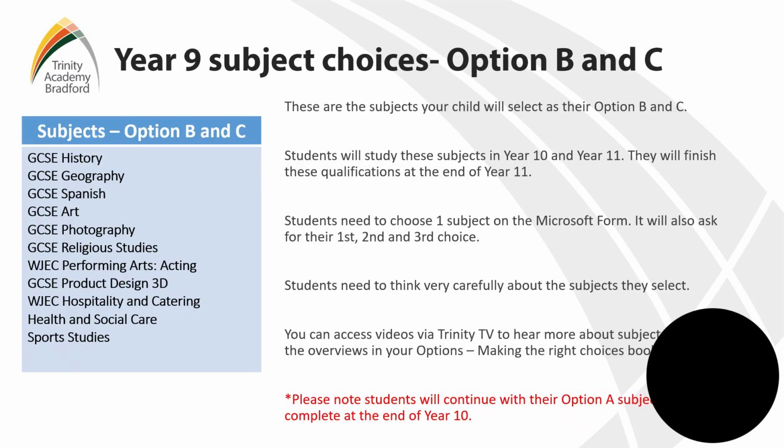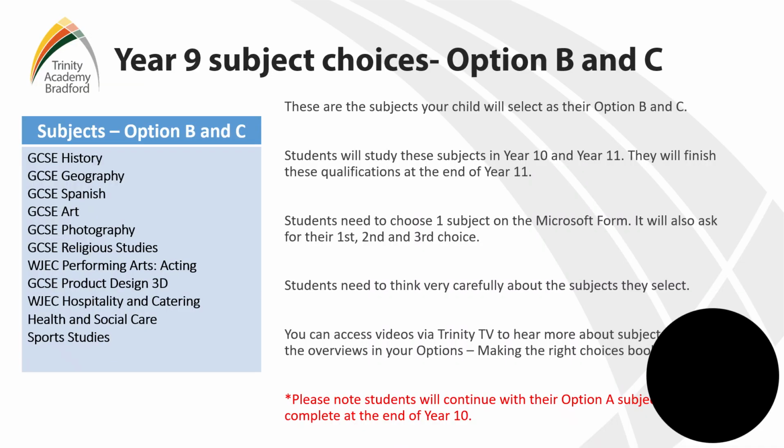So what are the options that the students can select as option B and C? On the left-hand side are the options that students can select, which are GCSE History, GCSE Geography, GCSE Spanish, GCSE Art, GCSE Photography, GCSE Religious Studies, Performing Arts, 3D Product Design, Hospitality and Catering, and also Health and Social Care, alongside Sports Studies.